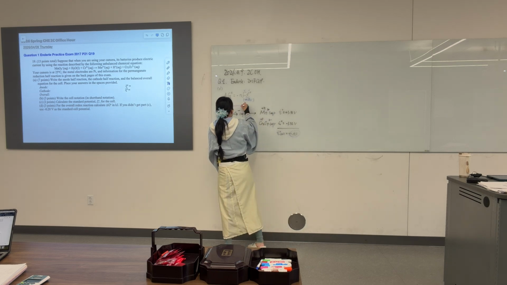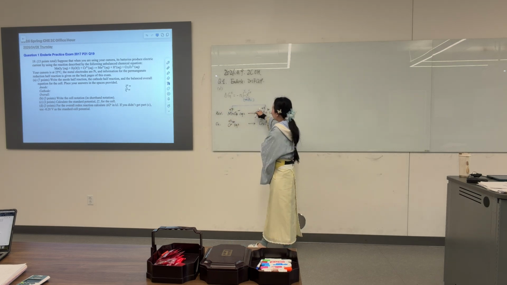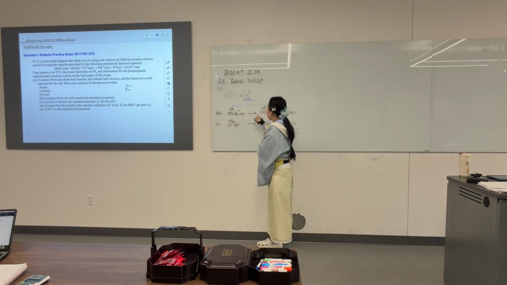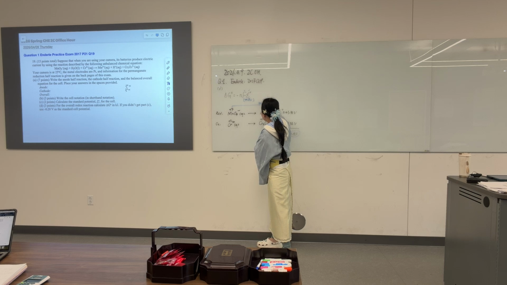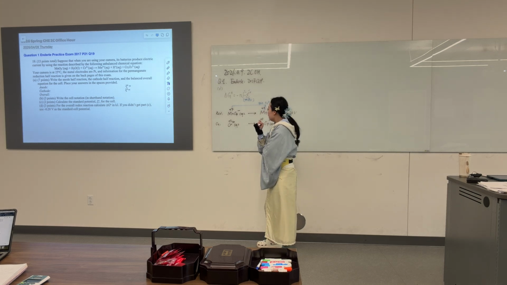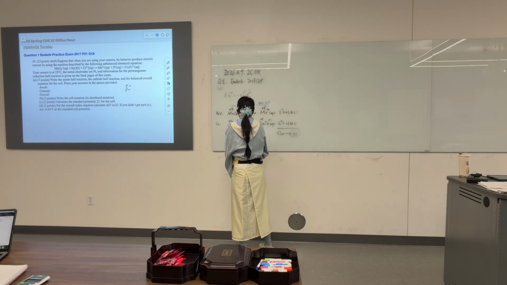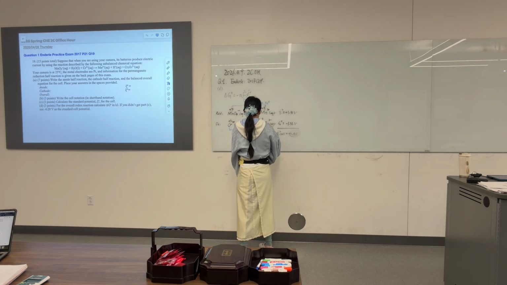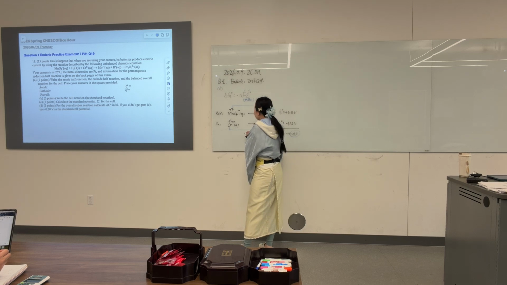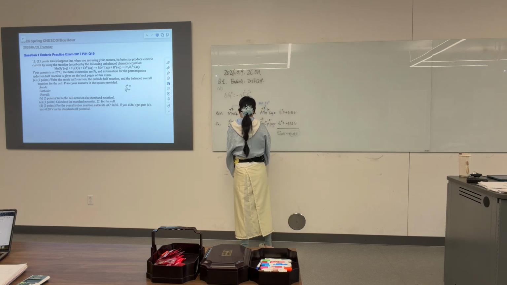Let me do this. See if you can see, how do we get from positive 7 to positive 2? That will be a gain of 5 electrons, right? Okay, how do you get positive 3 to positive 6? That will be a loss of 3 electrons, right?